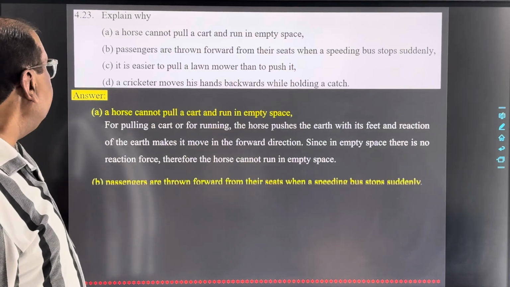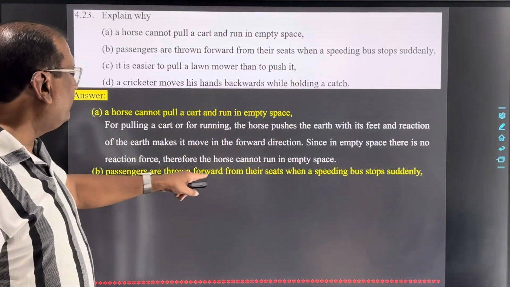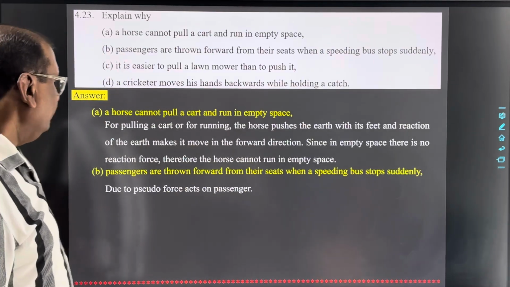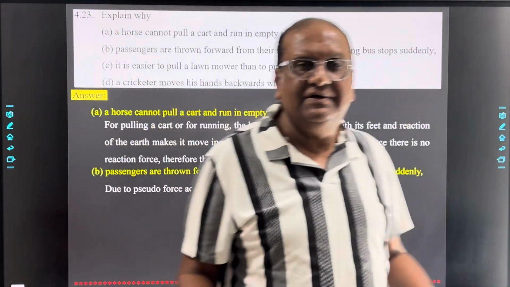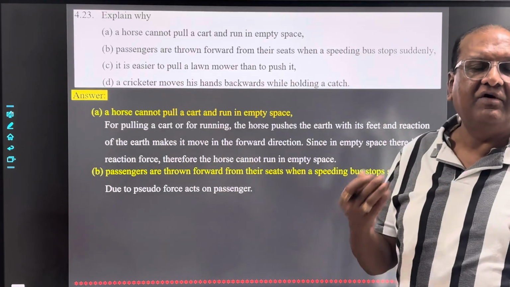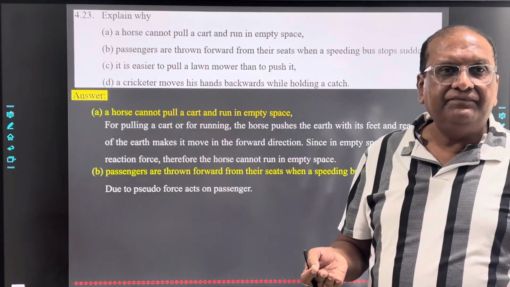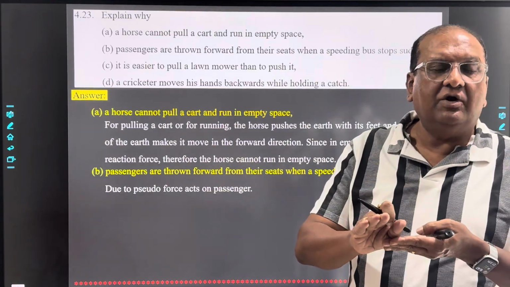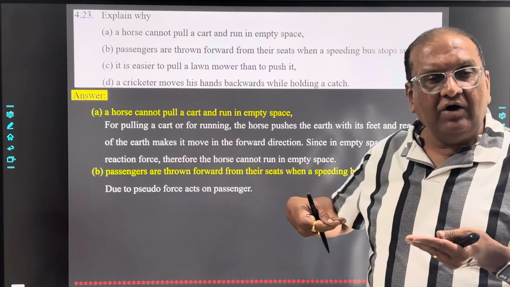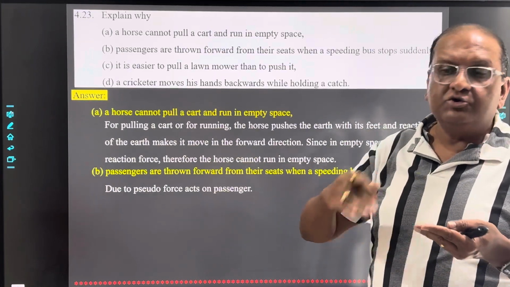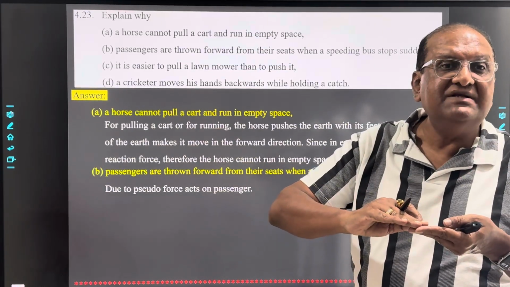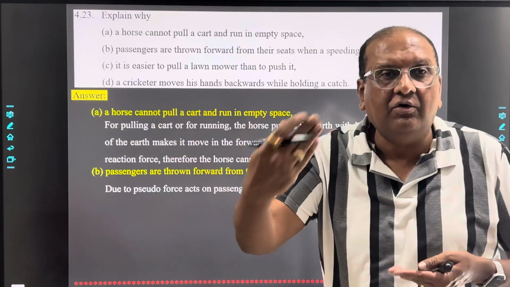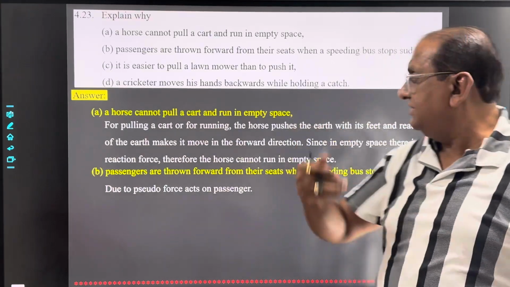Clear? B. Passengers are thrown forward from their seats when a speeding bus stops suddenly. So, that is due to a pseudo force acting on the passengers in the forward direction, because when the brakes are applied, the acceleration of the bus is in the opposite direction of the motion. So pseudo acceleration is imparted on the objects, meaning the passengers, in the forward direction, and therefore the resultant pseudo force acts on the passengers in the forward direction, right?